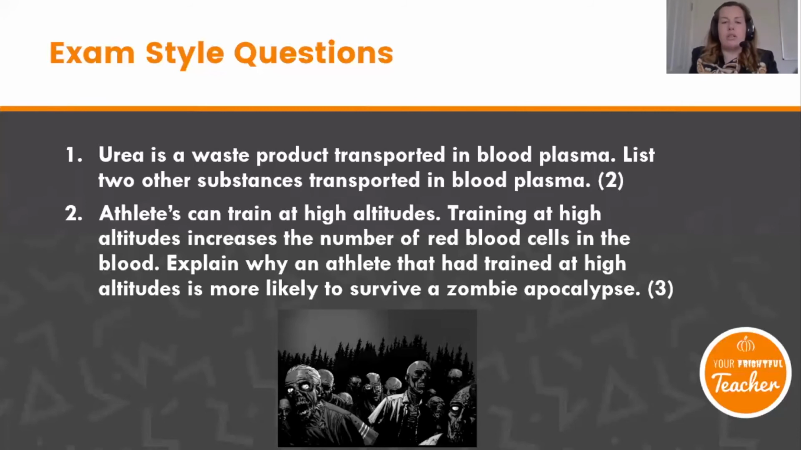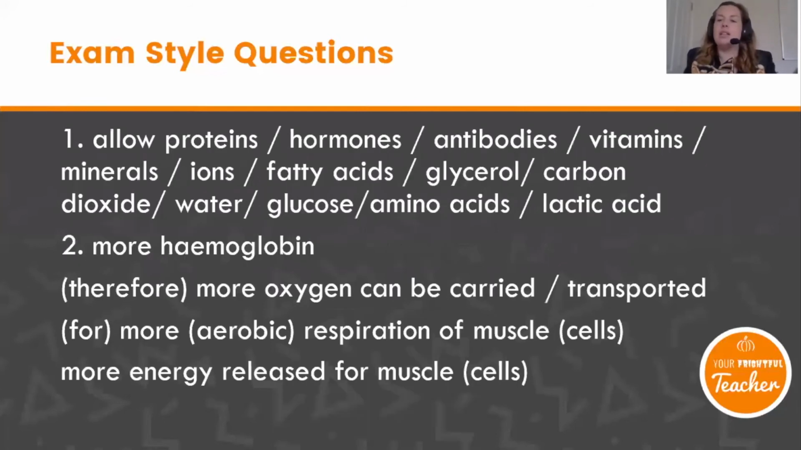Right, so let's go through the answers. Question 1 said urea is a waste product carried in blood plasma. Can you list 2 others? You can get a mark for any of the ones on the list. So you can have proteins, hormones, antibodies, vitamins, minerals, ions, fatty acid, glycerol, carbon dioxide, water, glucose, amino acids, and lactic acid. Any of those you can get a mark for.